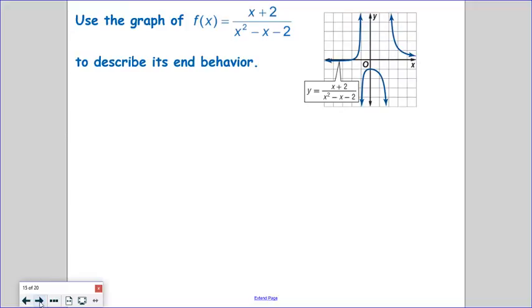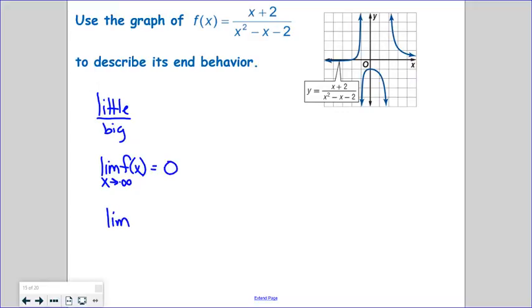We can quickly categorize little over big, big over little, or same. Little over big. Okay, so again, I know my rule now. When we are looking at a little over big, says that my left-hand limit is going to be 0, that my right-hand limit is going to be 0, and I want to talk about this before we move on.